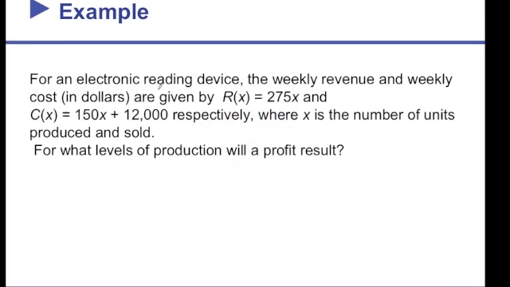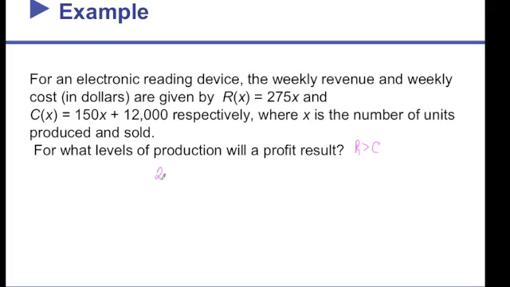We have an electronic reading device. The weekly revenue and weekly costs in dollars are given by the revenue is 275x, and the cost is 150x plus 12,000, where x is the number of units produced and sold. What level of production will a profit result? Well, the way we get a profit is if the revenue, money coming in, is greater than the cost. So that's the inequality we're going to set up.